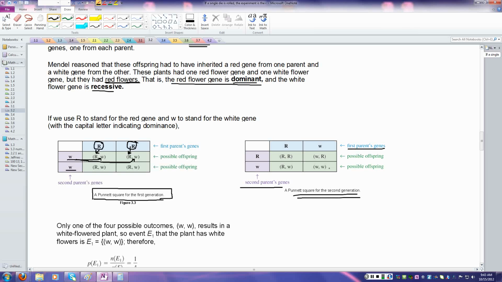And it turned out he got 1 out of 4 that was white, because a white plant is going to be WW. This is going to be a red plant, but it's going to carry the potential to have a white flower. This is a red plant, it's going to carry the potential to have a white flower. And this is going to be a red flower, but it's not going to pass on the potential to have white offspring. So the only way to get a white flower is WW.